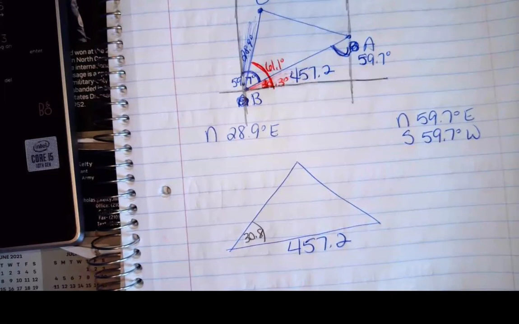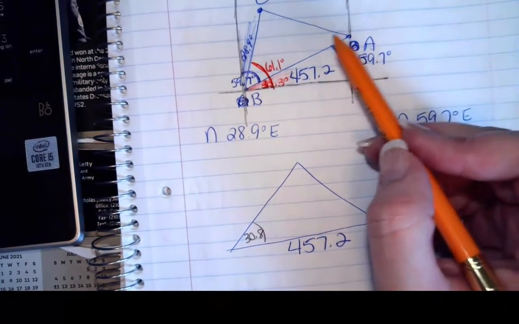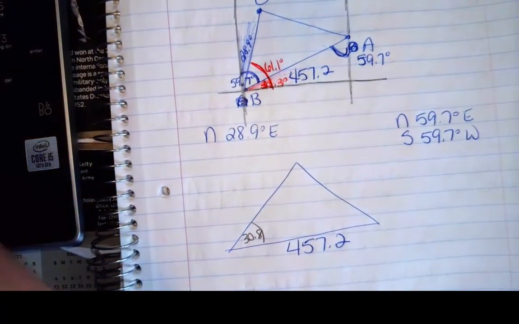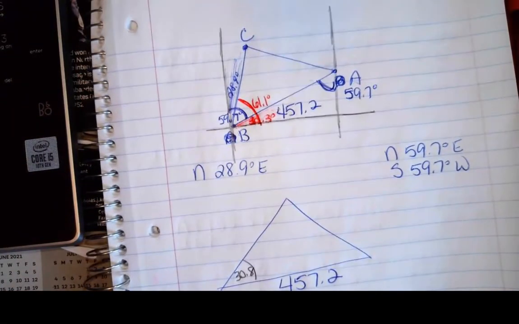So now I've got to figure out, using this angle over here, what my remaining angles are. Okay, I was freaking out. I forgot to read part of the problem. All right, so what we have also is a bearing that I missed. The bearing from A to C is north 78.7 west.